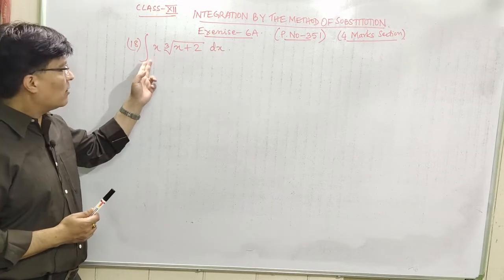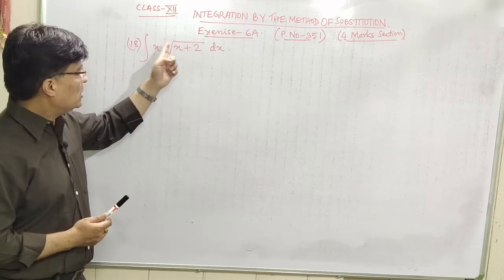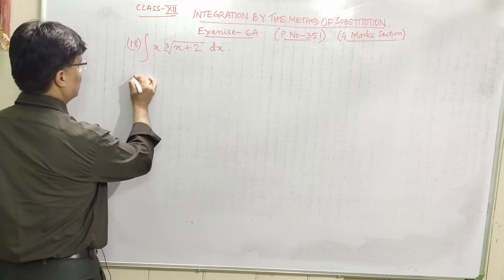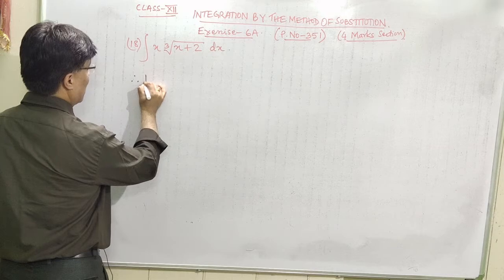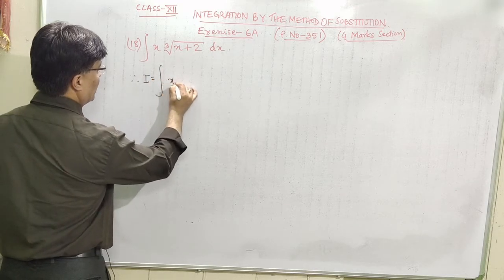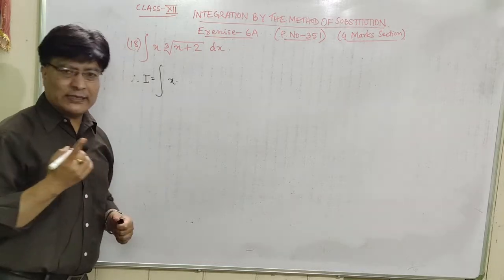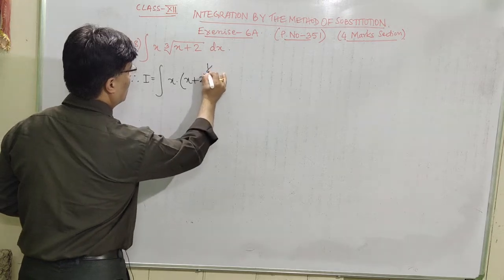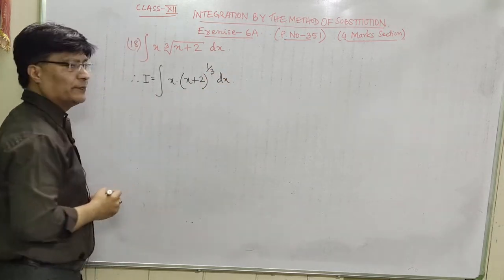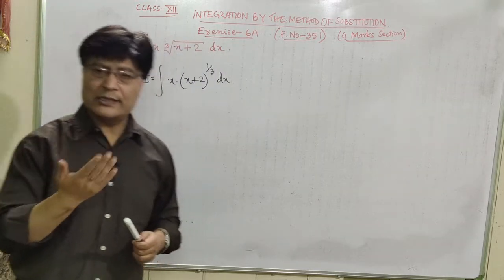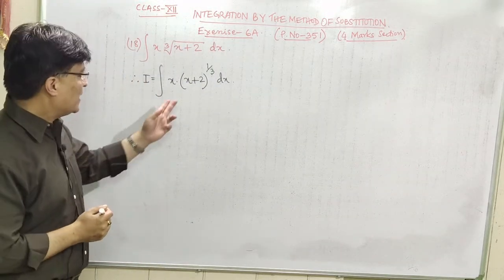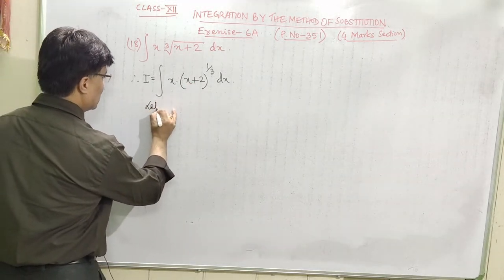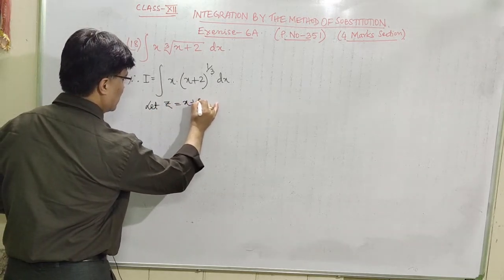The question is integral of x into cube root of x plus 2 dx, right? So let us write it first as, therefore this is I is equal to integration of x into, so how will you write down this cube root? Cube root means x plus 2 whole to the power 1/3 dx. Okay, so now since this is the case of method of substitution, we can assume this x plus 2 as z. So let us assume, let z is equal to x plus 2.